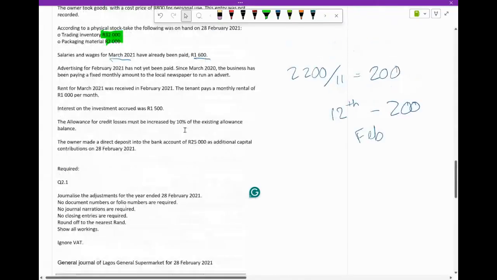Right. Then the next one is rent. Rent for March was received in February. Oh, so we received money for March. What's the problem with that?